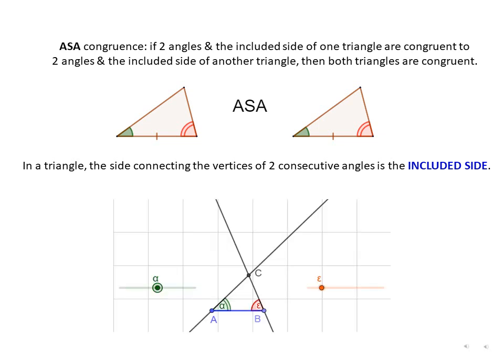As is shown in the figure below, once two angles and the length of the included side are selected, only one possible triangle can be drawn.